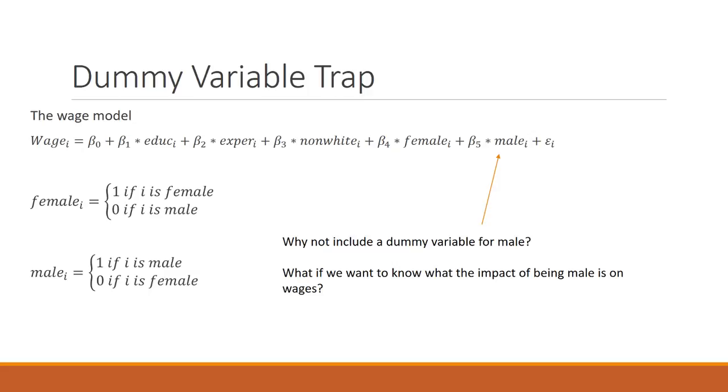From last time, why didn't we include a dummy variable for male? What if we wanted to know what the impact of being male is on wages? We might be interested in that. I think we might want to know what the impact is of being male on wages. So why not include both? Why not include a dummy variable for female and a dummy variable for male? Because that way we can know the effect of being female, beta 4, and the effect of being male, beta 5. Why didn't we do that?